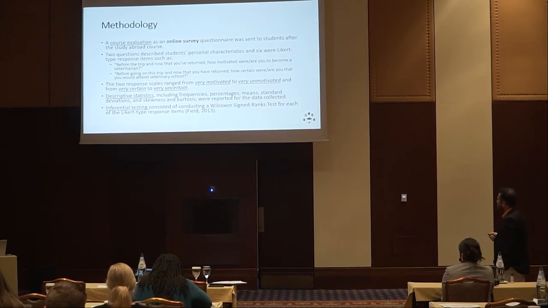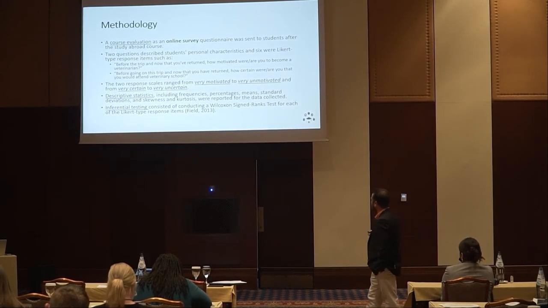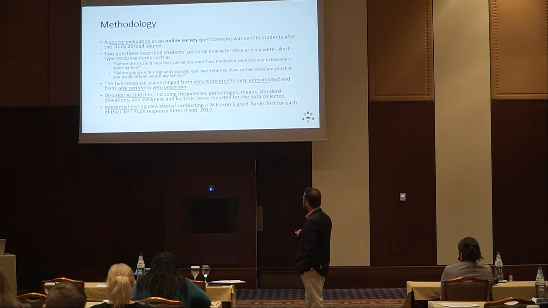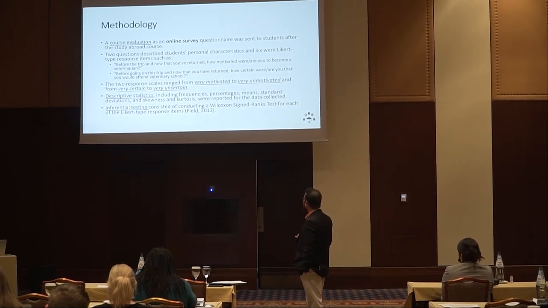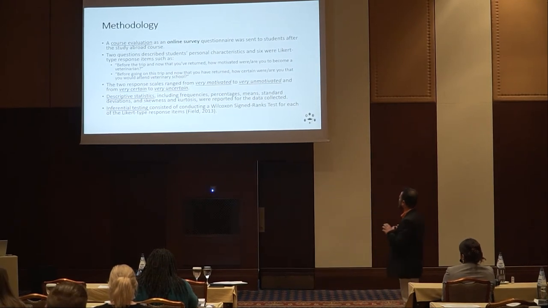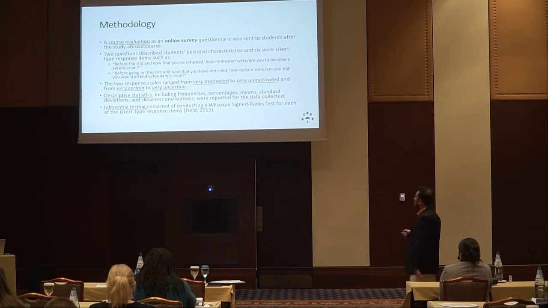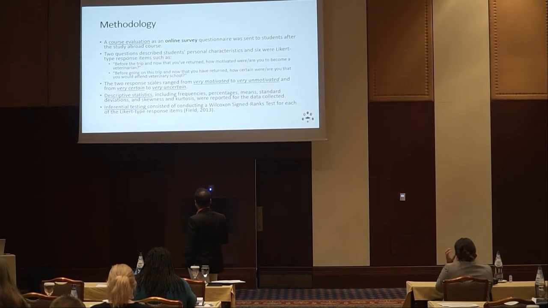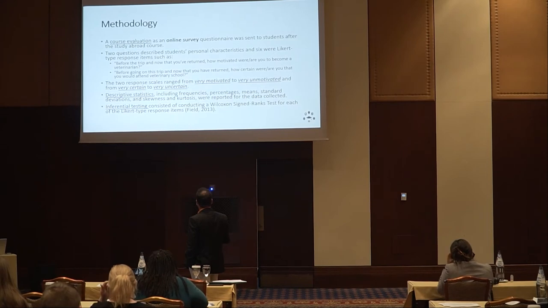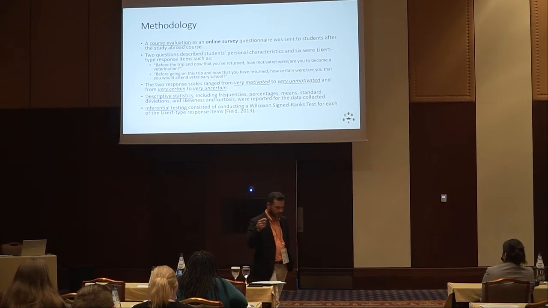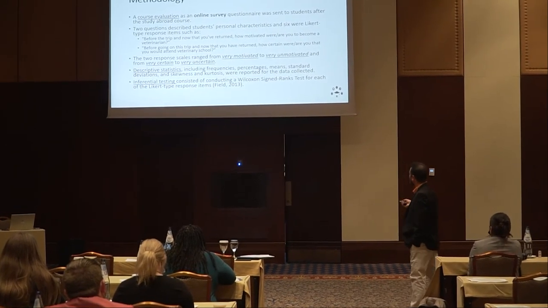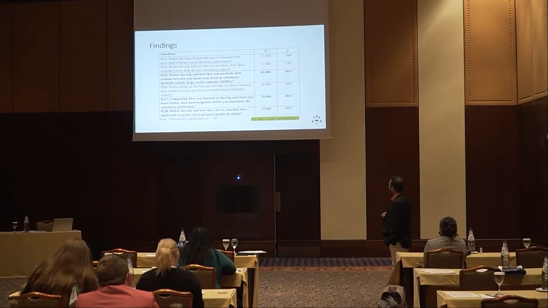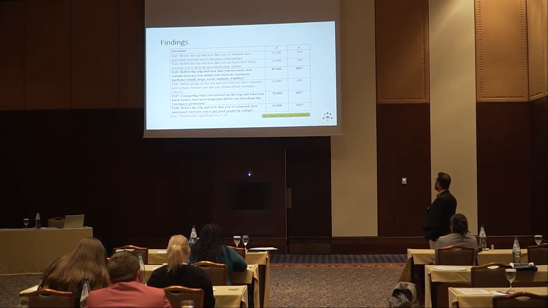So we did an online survey, and we sent it to students. Two questions were related to their actual demographics. You will see questions one and two in the actual statistics, and more, two to eight. They range from very motivated to very unmotivated, or very certain to very uncertain. We did descriptive statistics, and since our data was not normally distributed, we did a Wilcoxon signed-rank test. So this is basically the significance, the Z scores for the questions.